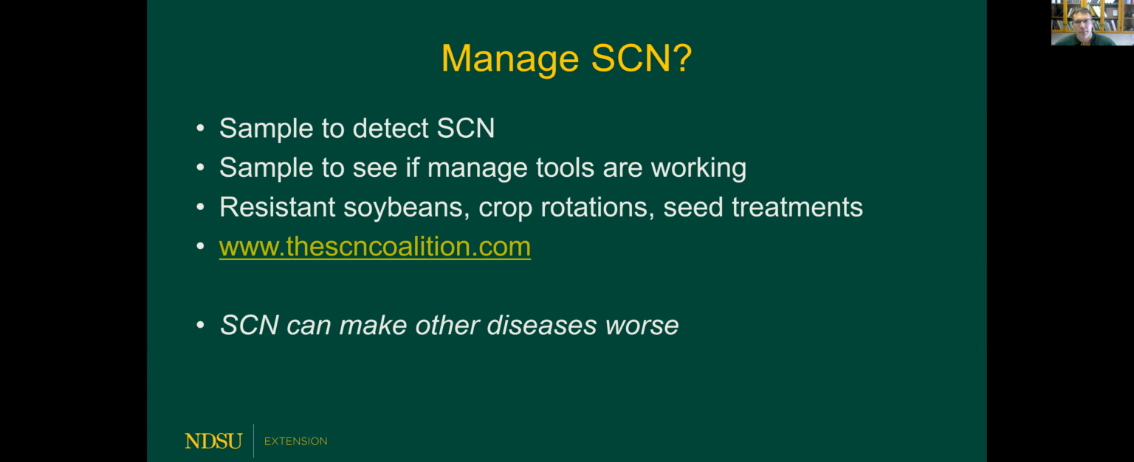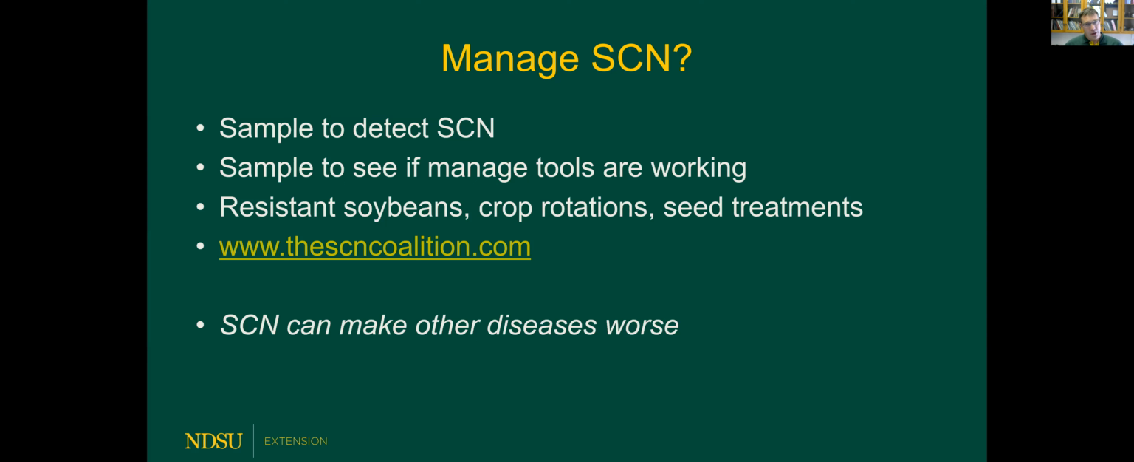Now, what I would recommend to manage SCN, the first thing is to sample to detect it. You don't need to manage it if you don't have it, but soil sampling is really important. The North Dakota Soybean Council supports that sampling program. Sampling is free. You just pick up bags at the county office, send the sample in, and get your data back. The Soybean Council checkoff covers the lab fees.